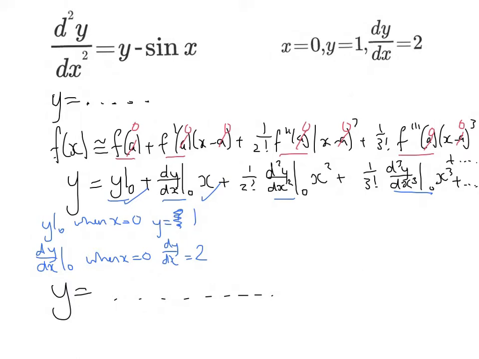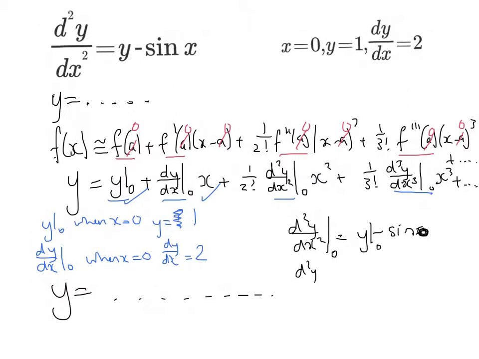Okay, what about the next thing? The second derivative at the point naught. I haven't actually been told what the second derivative at the point naught is. But, hooray, I've got this equation. I can use that equation, can't I? Because, look, d squared y by dx squared is always equal to y minus sine x. So, d squared y by dx squared at the point naught would equal y at the point naught minus sine of x of naught when x is naught.